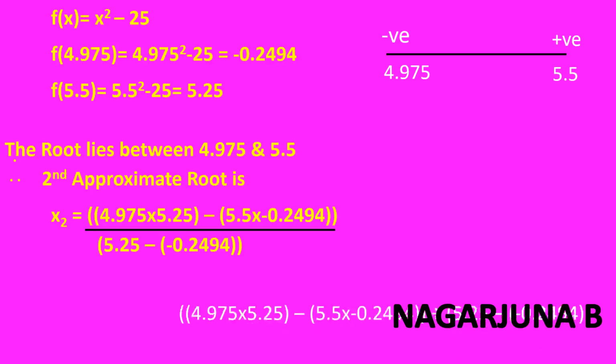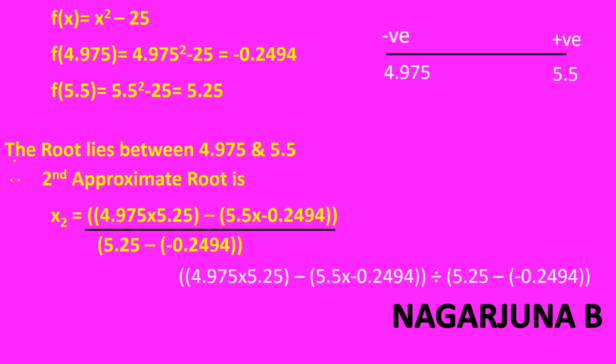In the calculator, write in this way, open the bracket, 4.975 into 5.25, close the bracket, minus, open the bracket, 5.5 into, here write the small minus sign, that means use the small minus sign which is present in the calculator, minus 0.2494, close the bracket, again close the bracket, divided by, open the bracket, 5.25 minus, open the bracket, minus 0.2494, close the bracket, again close the bracket.